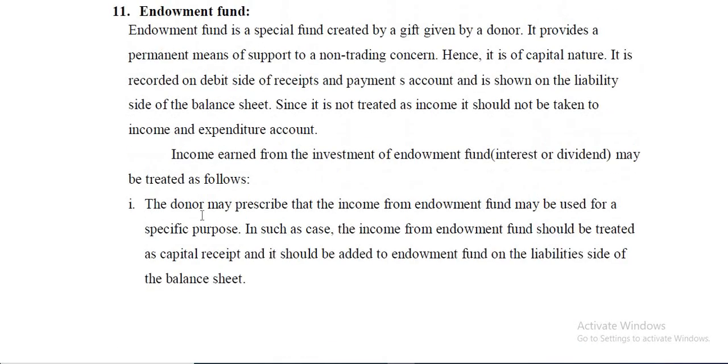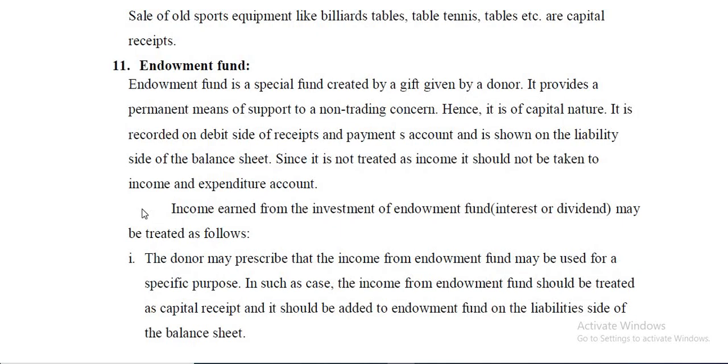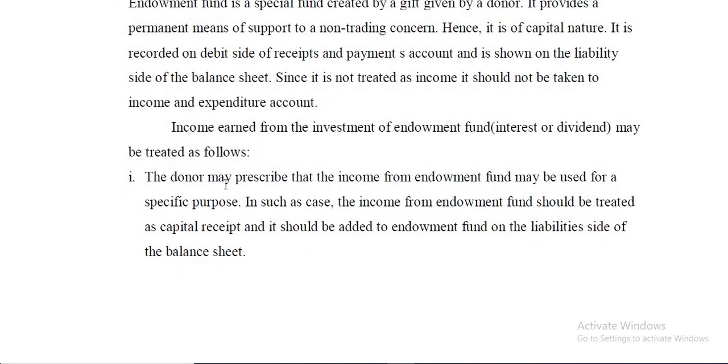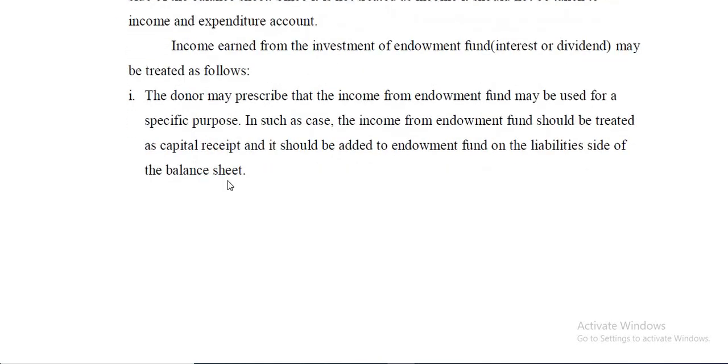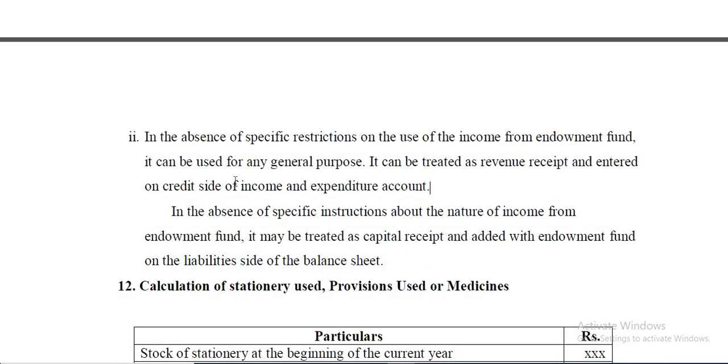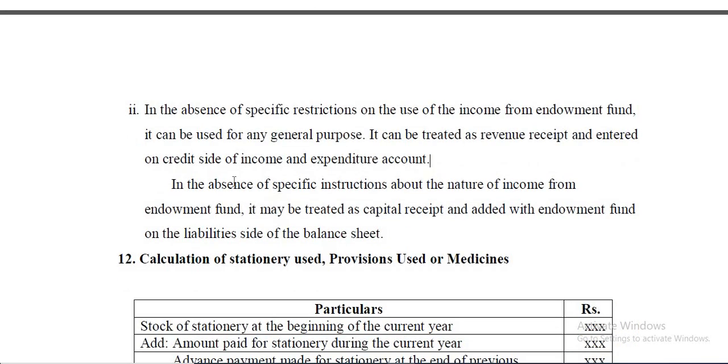See the difference between special fund and endowment fund. Special fund does not remain the same every year, whereas endowment fund's original amount will remain the same, and only the income generated therefrom is used either for specific purpose or for general purpose. If it is used for special purpose, then it should be added to that fund only, endowment fund only. If it is used for general purpose, then it should be credited to income and expenditure account. So if there is no specific instruction in the examination regarding the purpose for which it is going to be used, then it can be treated as capital receipt and added to the endowment fund.